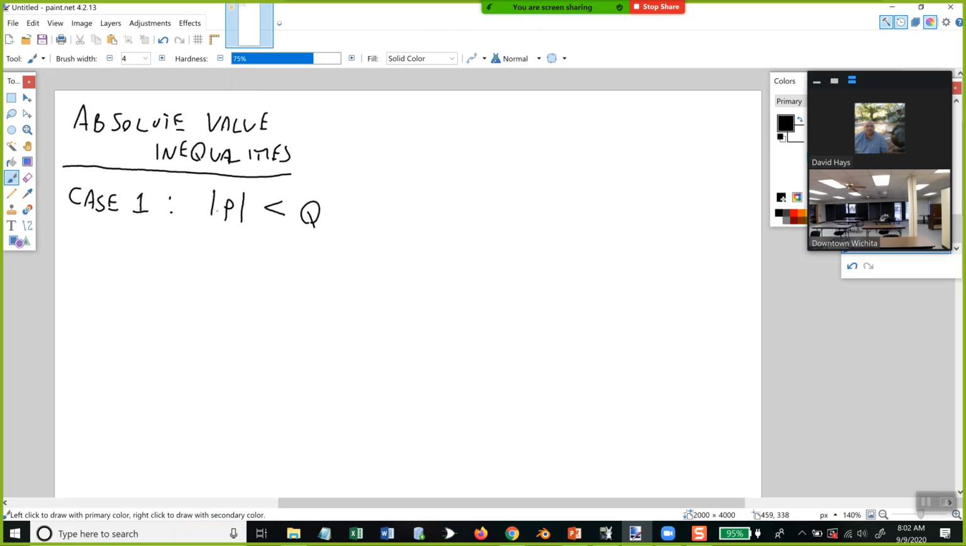It really is as vague as what I just said. You can have anything in there. We're going to see some oddball cases that we'll talk about though. If it's in that form, then we rewrite it in this manner. Negative q is less than p is less than positive q.